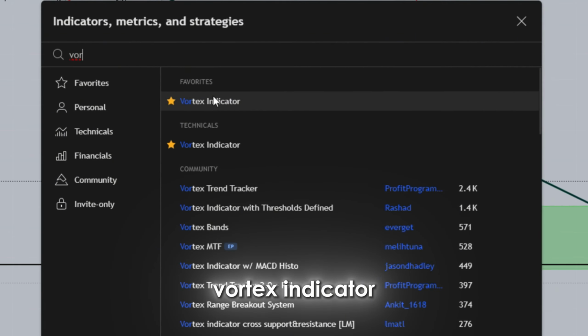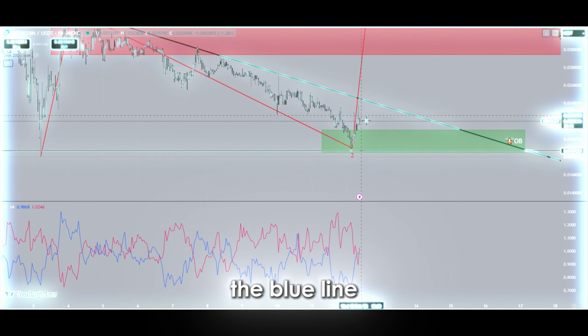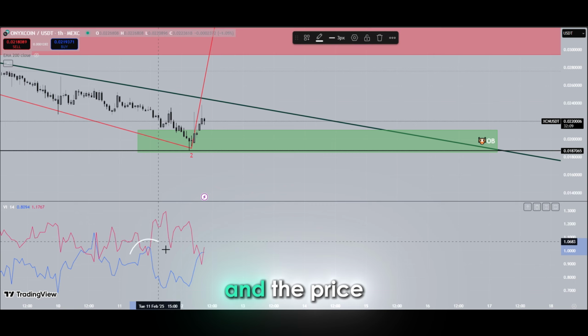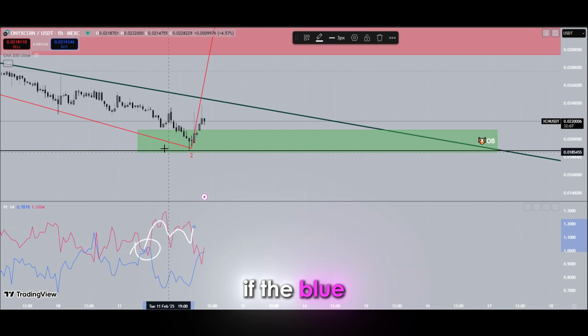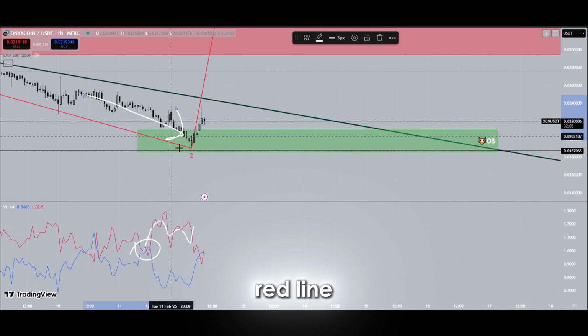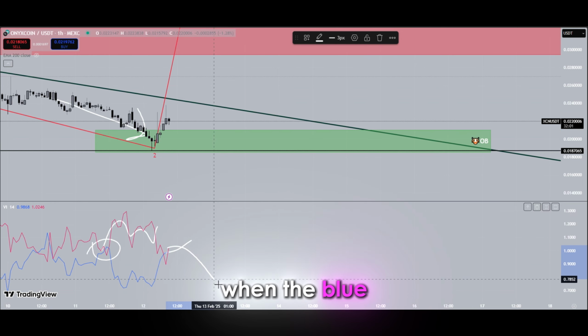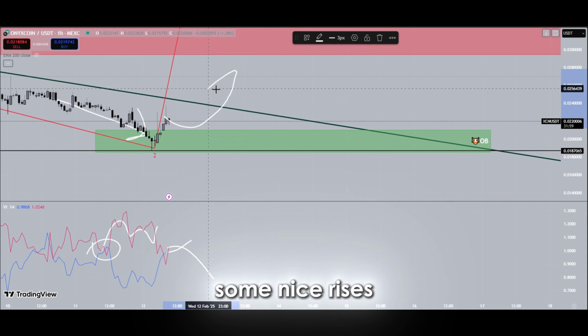Looking at the vortex indicator, we see that the blue line is trying to move upwards. This suggests that buyers are gaining strength and the price may gain upside momentum. If the blue line manages to move above the red line, this will be a positive signal that the uptrend has started. When the blue line goes up, we can see some nice rises.